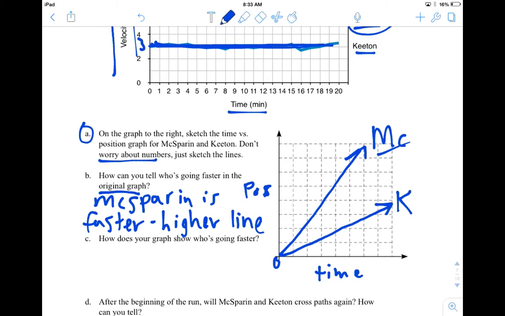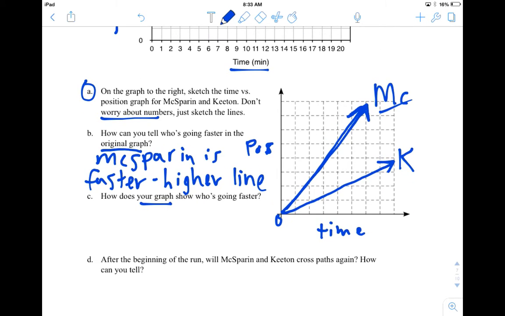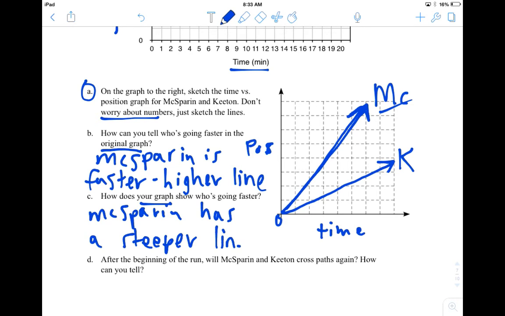How does your graph show who's going faster? This graph shows it because McSparron has a steeper line. So I'm going to say McSparron has a steeper line, which means he's going faster.